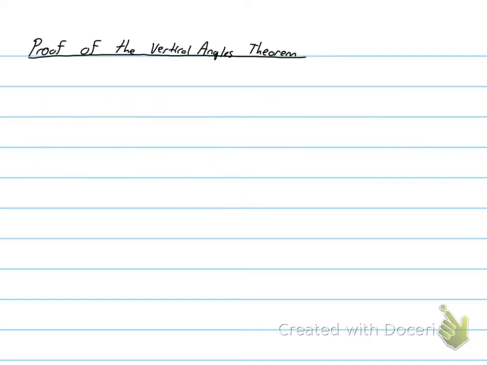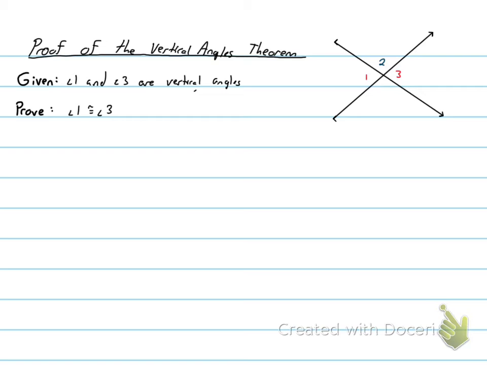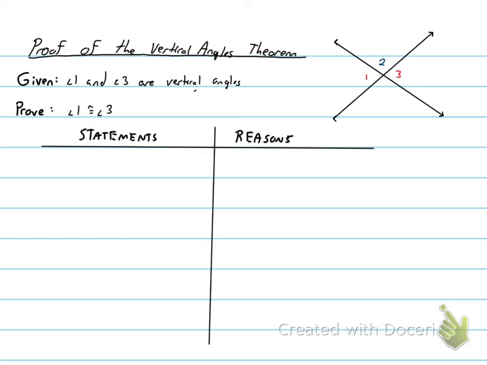So I just kind of wanted to go through the proof of the vertical angle theorem. This is going to be a little bit of a more complicated proof than we'll see in class as we first start this unit, but I thought it'd be helpful to go through it one time. So we're given that angle 1 and angle 3 are vertical angles. We want to prove that angle 1 is congruent to angle 3. So we're proving the vertical angle theorem. We're acting like we don't know that these are equal angles yet. So we got our statements and reasons, and let's go through trying to prove that 1 is equal to 3.